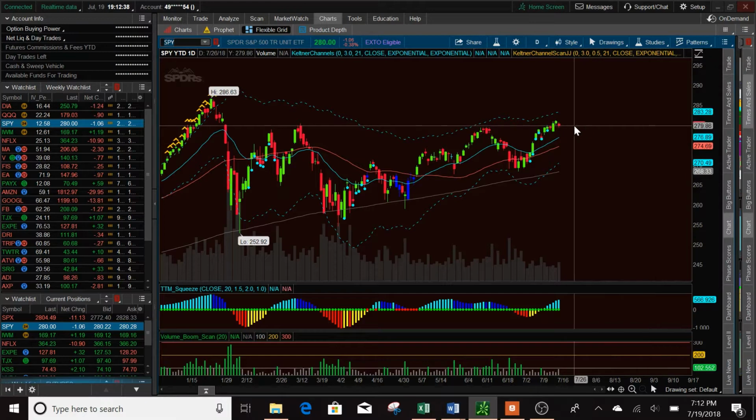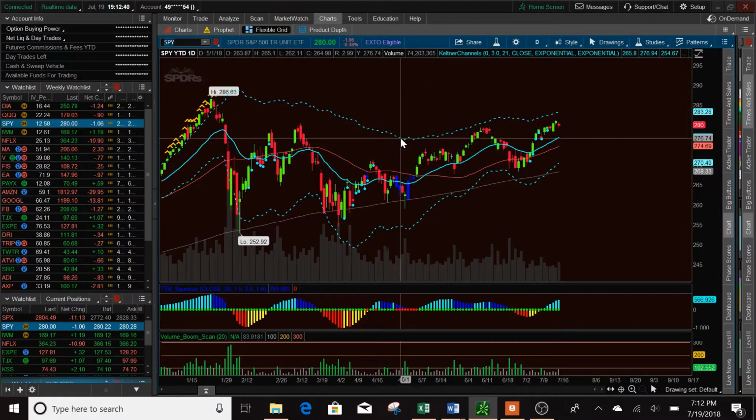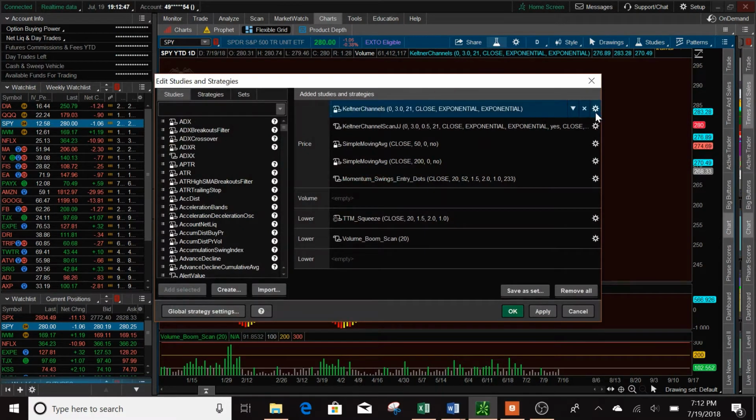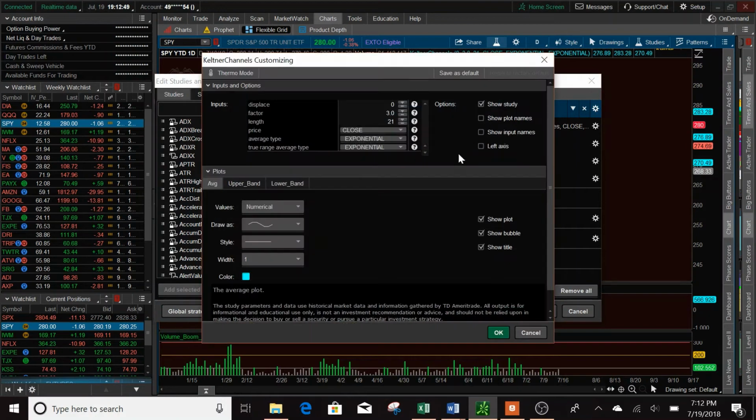Start off with the first indicator, the Keltner channel. I'll show you how I've got my Keltner channels set up. I changed them a little bit from the default settings. You can screenshot this if you want to set it up like I've got it set up.